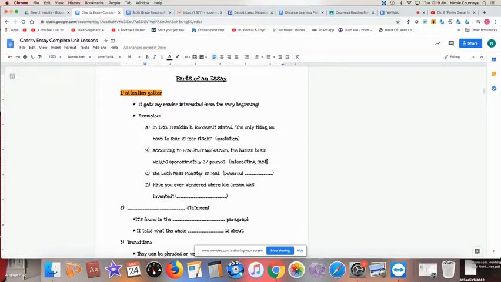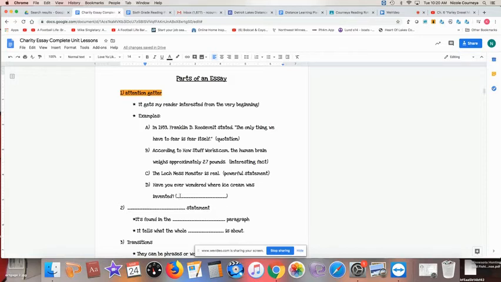Okay, C: the Loch Ness Monster is real. This is an example of a powerful statement. When you say something that draws people in, some people, of course, are going to go, "Oh, I disagree with that," so they want to read it to prove you wrong, or they're intrigued by this fact that the Loch Ness Monster might be real, so it pulls them in with a powerful statement.